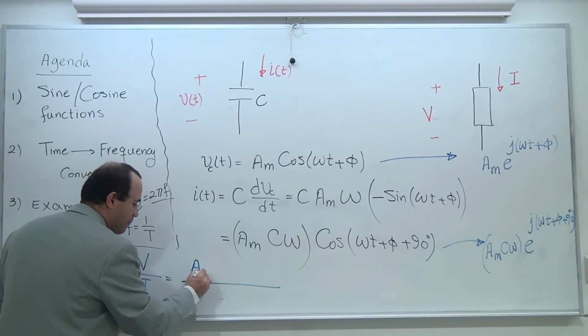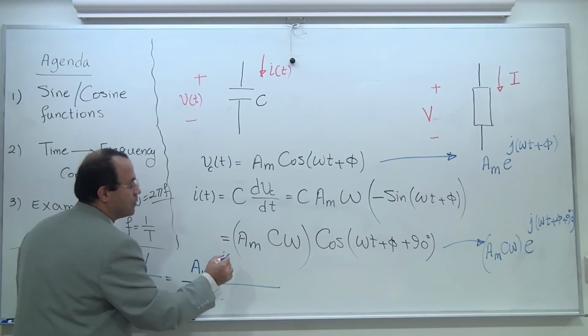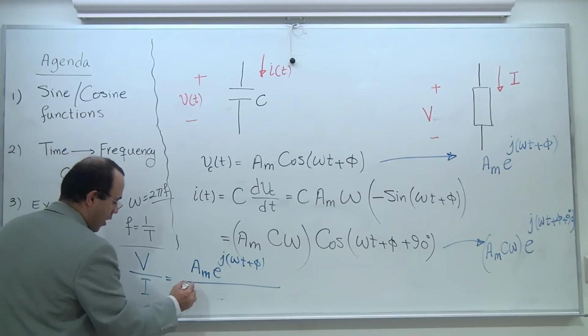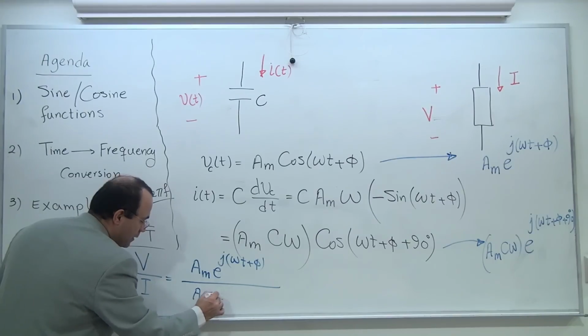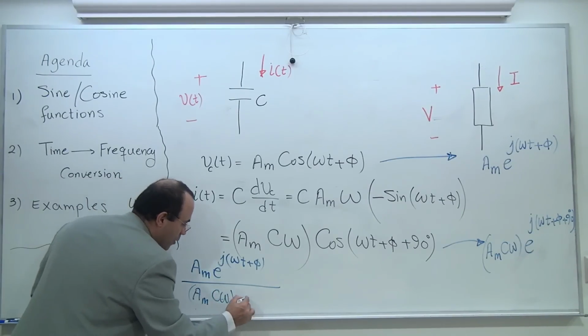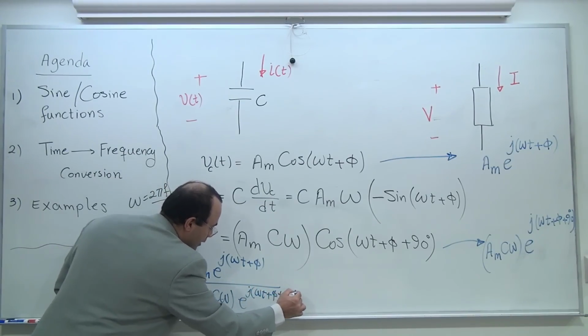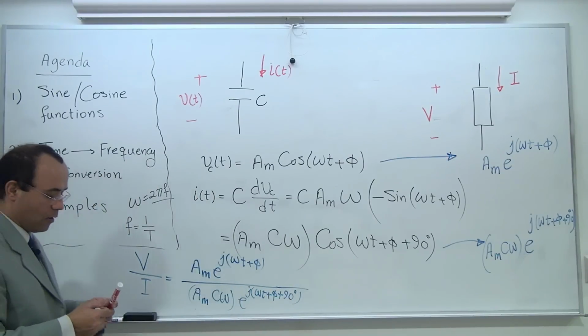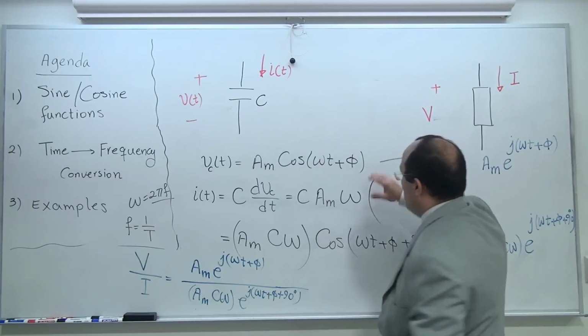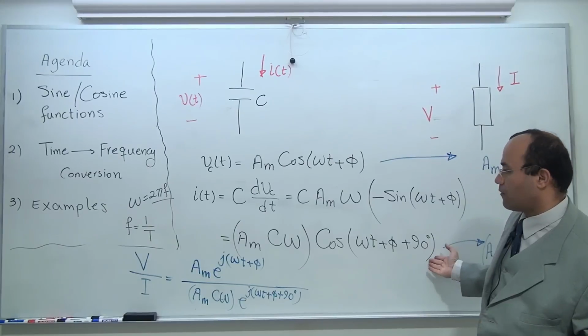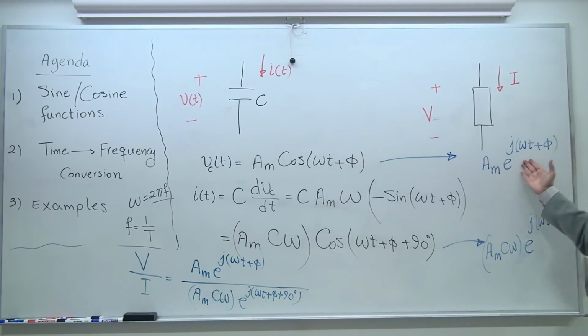You've got yourself Am e to the power of j(omega t plus phi). Underneath, you've got yourself Am C omega e to the power of j(omega t plus phi plus 90 degrees). Once again, what did we do? V of t is a cosine. Using the component law in time domain, I've got myself I of t. I'm taking V of t to frequency domain, I of t to frequency domain. I'm simply studying the relationship between I and V.